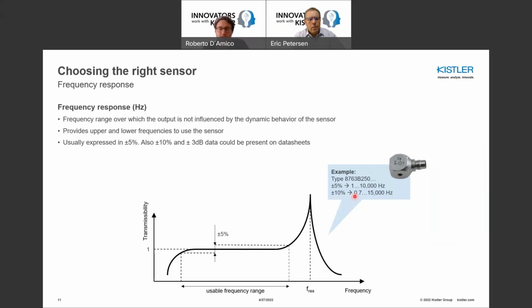For example, here we have our 8763B250, one of our sensors, and we will see it in a little more detail later. At plus minus 5%, it offers a usable frequency range between 1 Hertz and 10,000 Hertz. And of course, if we increase the range to 10%, it also increases the usable frequency range, from 0.7 to 15 kilohertz. So it's a wider frequency range. That very much depends on the type of application you want to deal with.